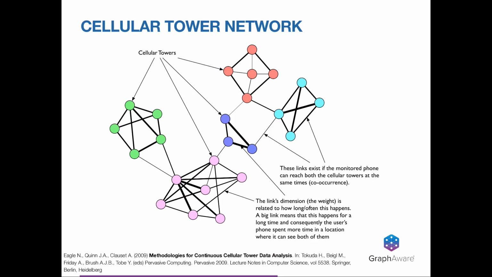So this guy from MIT had a very nice idea of organizing this data for each subject in the form of a graph, where each node represents a cellular tower, and the connection between two towers happens if at some point in time, the phone was able to connect to both of them. And so the weight in this sense is the percentage of time in which the phone was able to connect to both of them, actually.